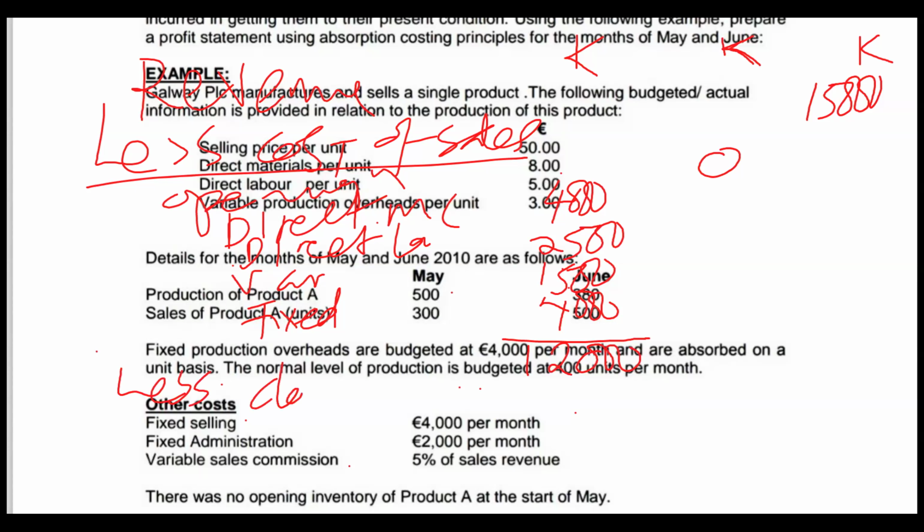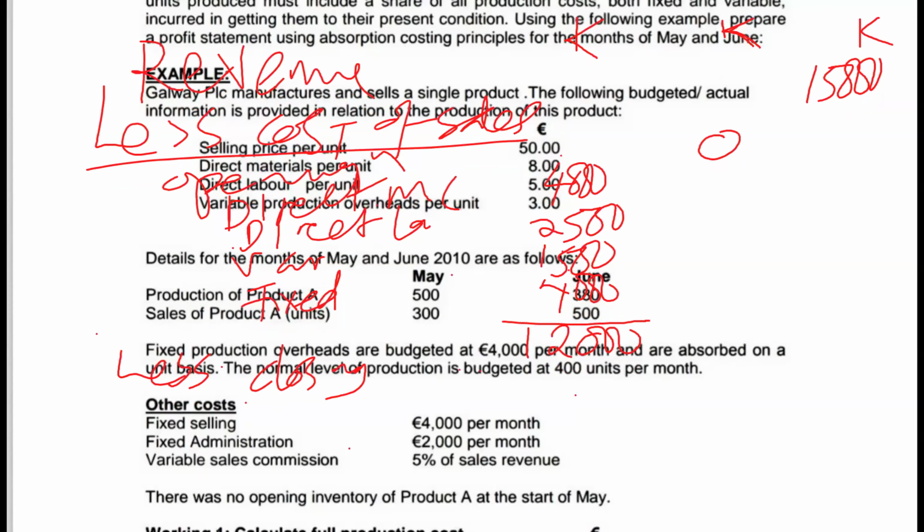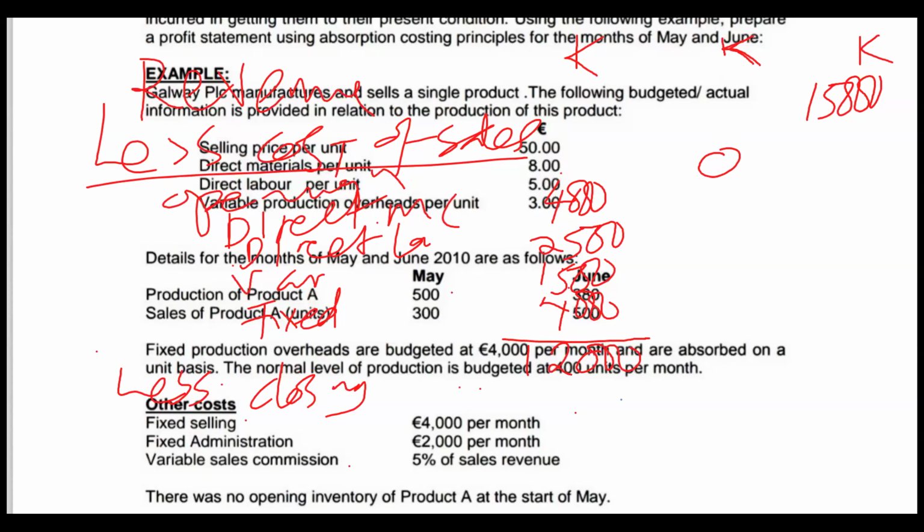Less closing inventory. Now listen. To find the closing inventory, we said just do it the same way we did under marginal costing. So we're saying the closing inventory is found by saying the units that were produced minus those that were sold, right? Times the cost of production.